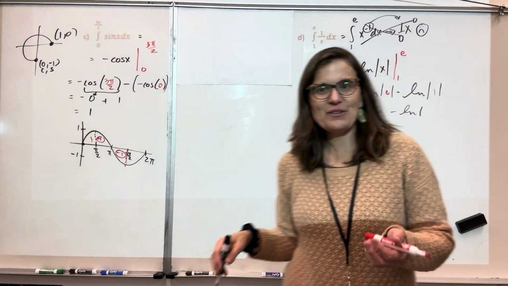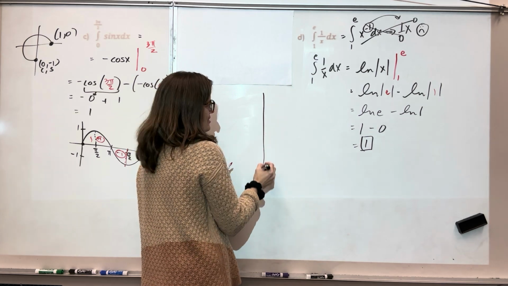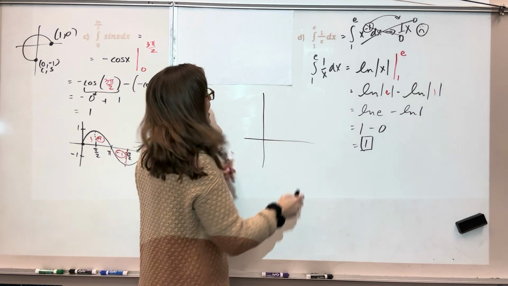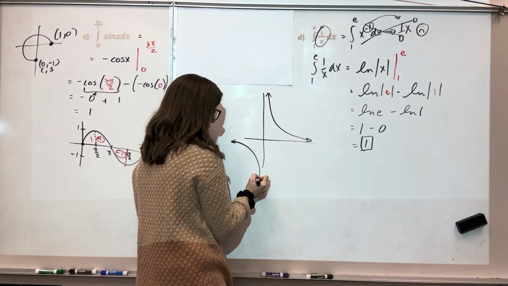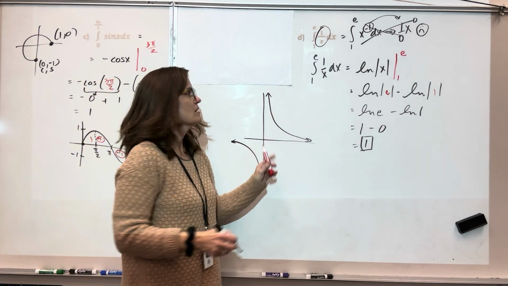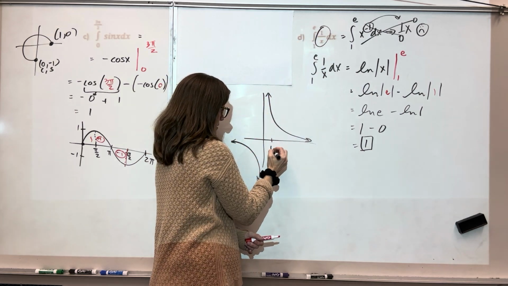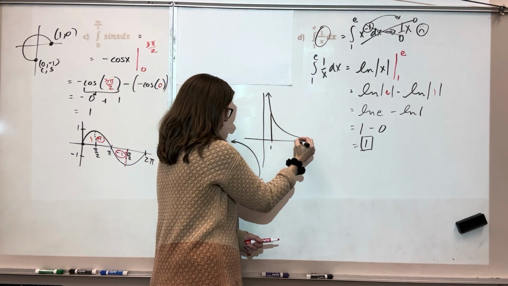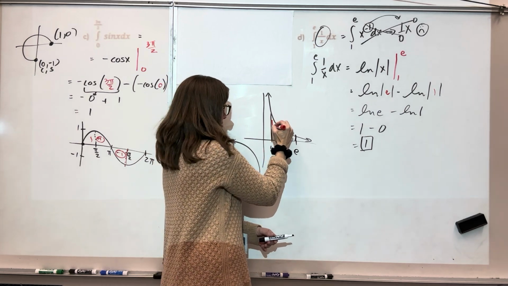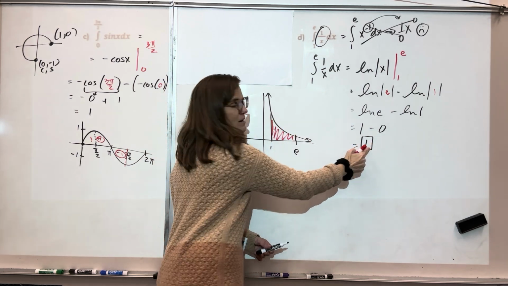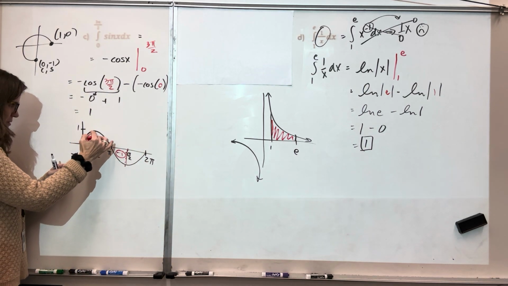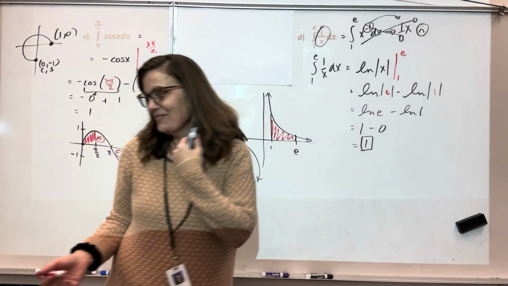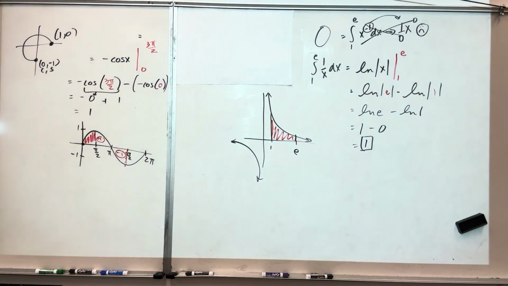To connect back graphically on this one, if we sketch this 1 over x, hopefully you remember that 1 over x is the hyperbola in the first and third quadrants, and we were evaluating from 1 to e. Isn't that crazy that that space underneath that curve is exactly equal to 1 as well? So that's equal to 1, and this piece right here was also exactly equal to 1. Okay. All right, so that was the front page, the nicest of the problems.